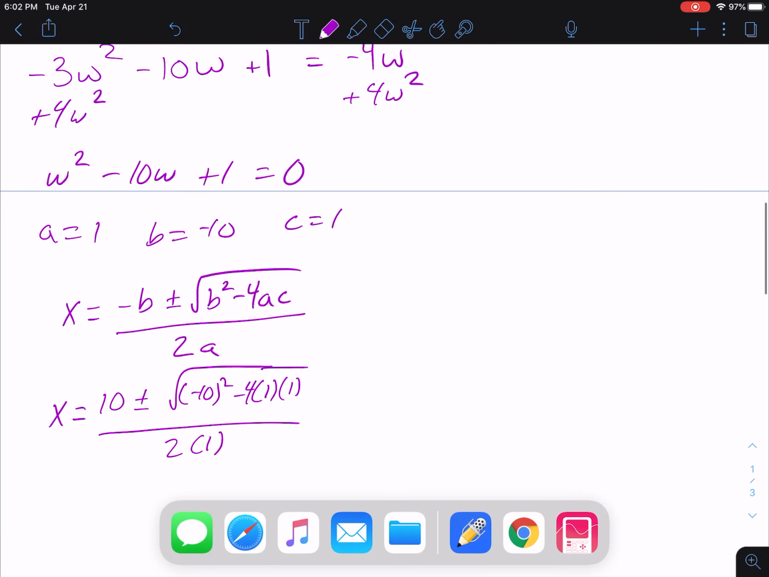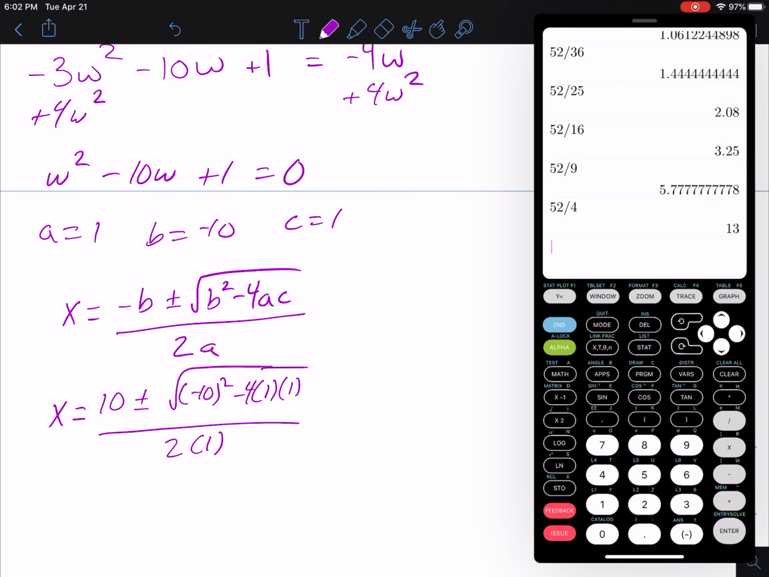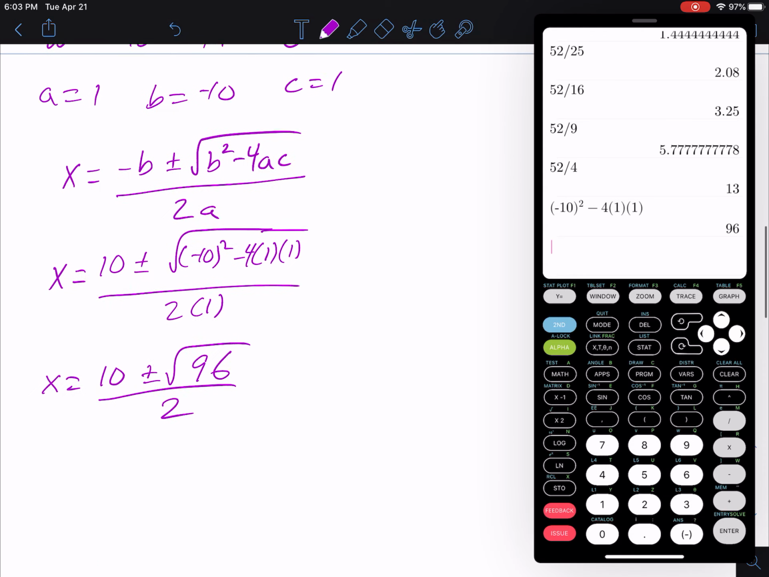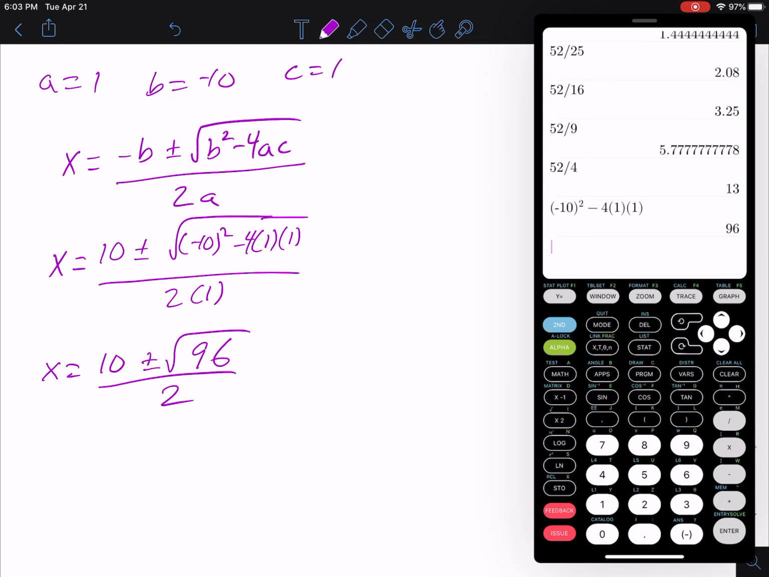Now if you remember, we plug what's under the radical into the calculator first. So negative 10 squared minus 4 times 1 times 1. It's 96. So x equals 10 plus or minus the square root of 96 all over 2. Now remember, for these problems we have to put the answer in simplest radical form, so we're looking at simplifying the radical 96.